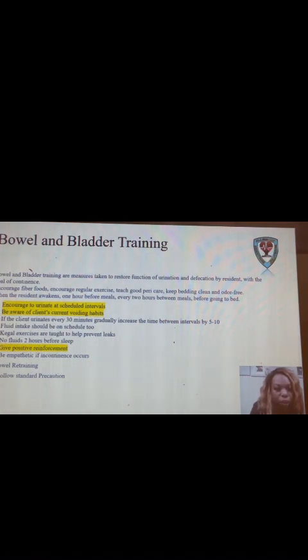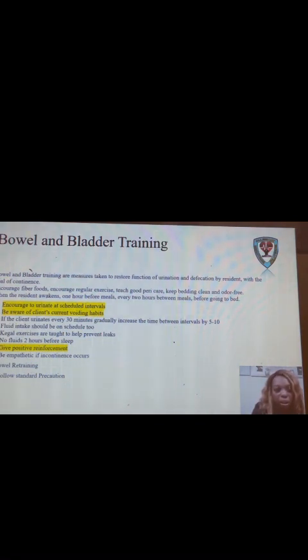Bowel and bladder training are measures taken to restore function of urination and defecation by a resident with the goal of continence. You want to encourage fiber foods, encourage regular exercise. You want to teach good pericare. You want to keep their bedding clean and odor-free. You want to take them to the bathroom when they awake, 1 hour before their meals, and then every 2 hours between their meals, and then also before they go to bed.